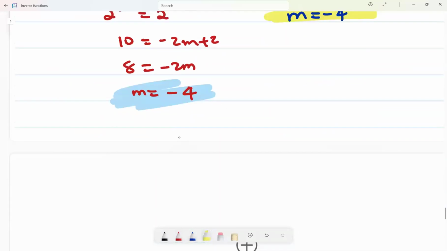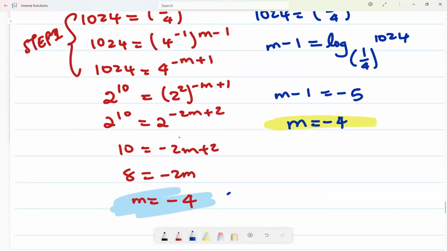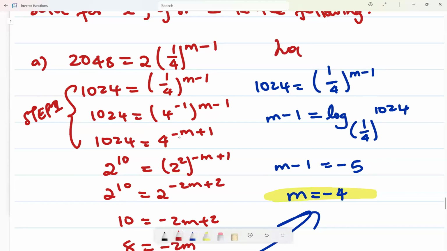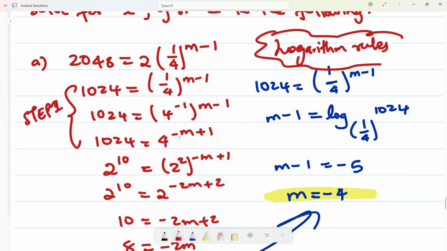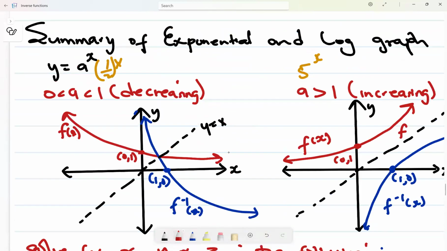Can you see now we have the same value here? But in this case we used logarithm, the rules of logarithm. I'd prefer you to use this one, because you are already introduced to it from term 1, I think, when you were doing inverse functions. Remember, inverse functions are done in term 1.